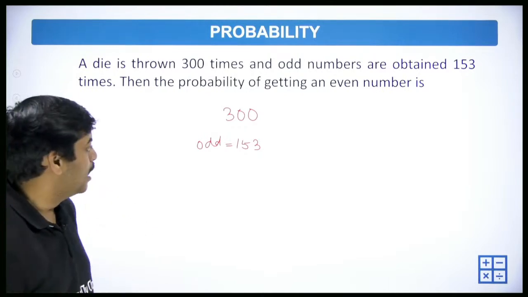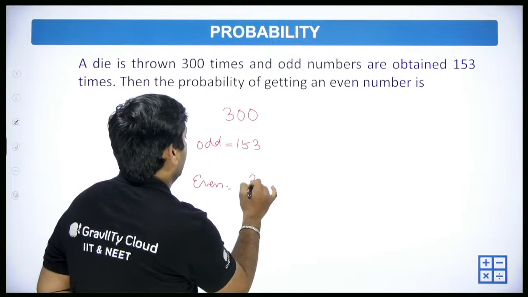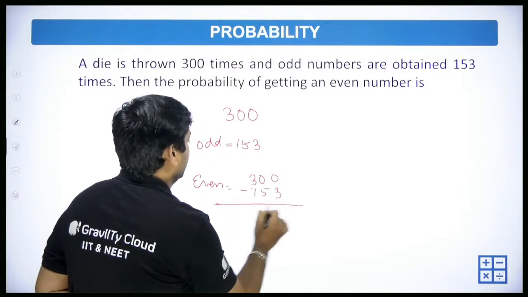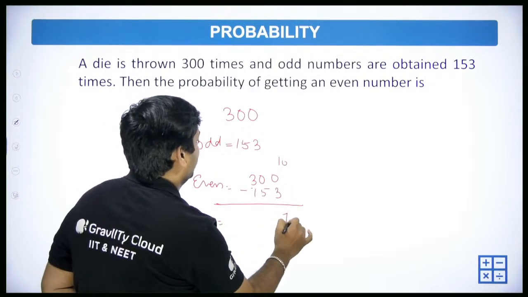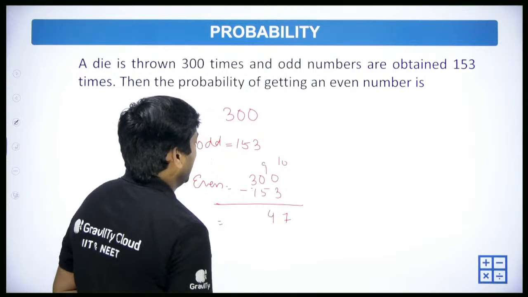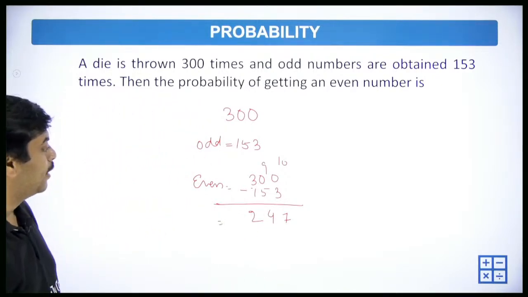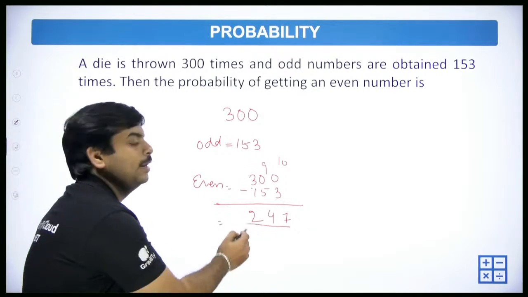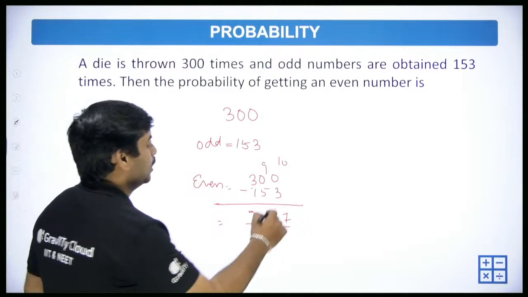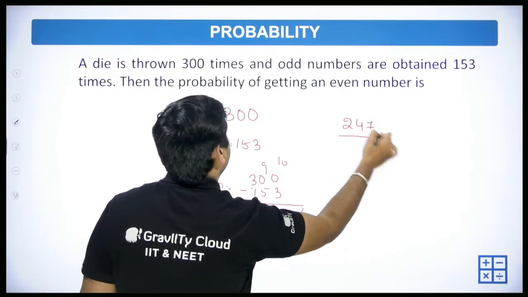So definitely, if odd numbers are 153, even numbers will be 300 minus 153. 300 minus 153 is 147, right? 153 and 147 will give you 300. Now the probability of getting an even number. What is the even number count here? Even numbers are 147, so 147 by 300.